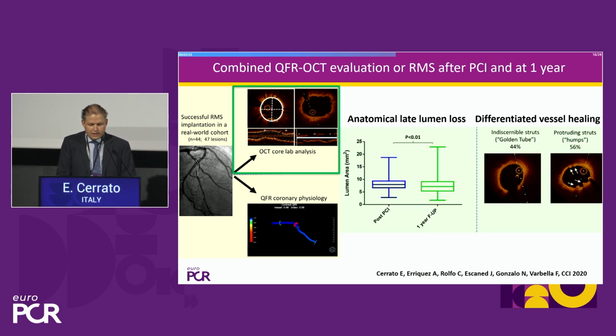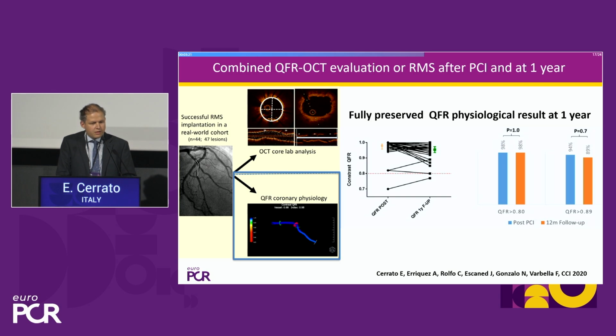If you look at the anatomy, we know that we can have some late lumen loss in the vessel. We know from the Magmaris platform, and probably we hope to have less late lumen loss with the new Freesolve platform. We can have a perfect vessel healing. In such studies, 44% of slices have a golden tune pattern, and there are some residual humps, but no really visible struts were identified.